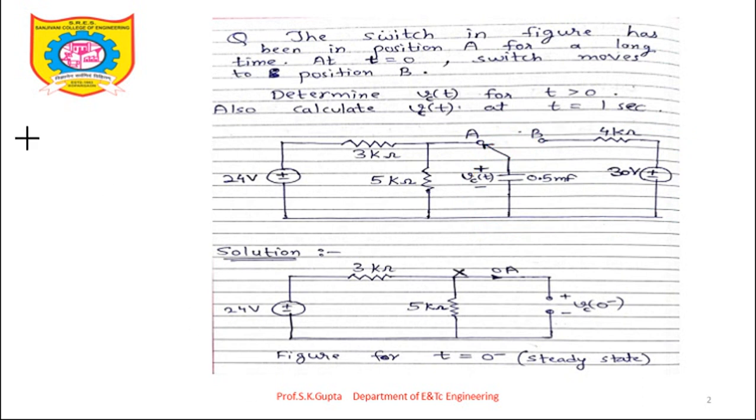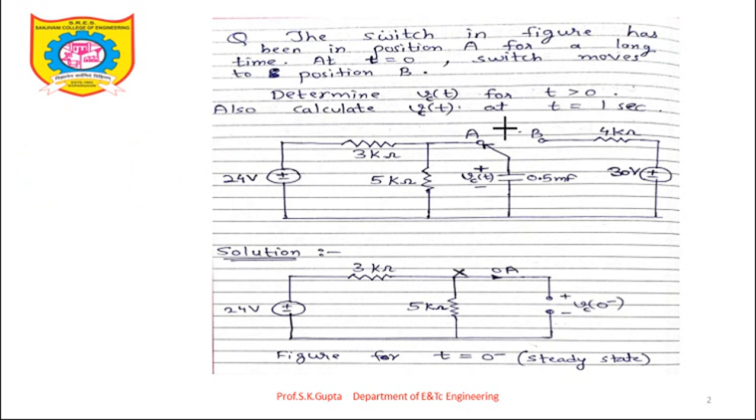Which formula? Voltage across capacitor equals final value plus initial minus final, into e raised to power minus t by time constant. To calculate the voltage across the capacitor, we should calculate the final value, the initial value, as well as the time constant. If you know these three things, your problem is solved. So step by step we should go.